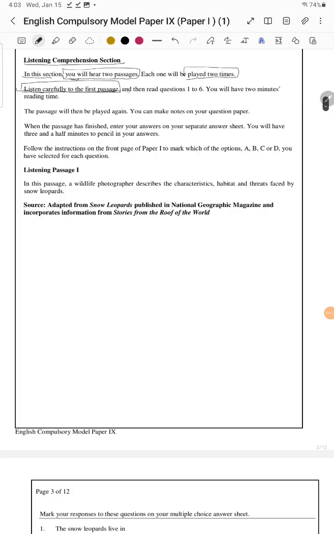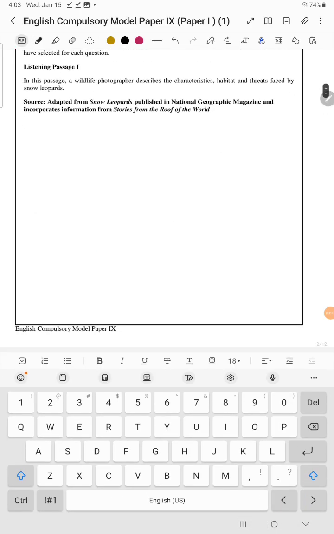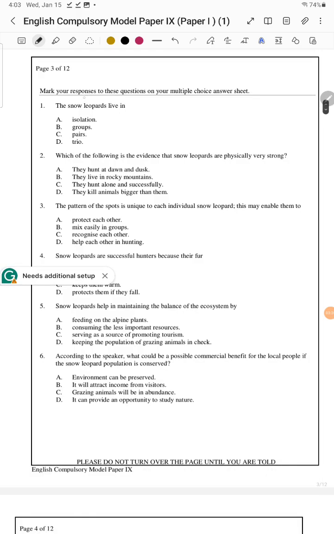After completely hearing that passage, you have to open the question paper and read the questions from 1 to 6. You will have 2 minutes reading time to read the questions or to make some notes. For example, if this is a question I have, snow leopards live in, my keywords are leopards and live. They both are my keywords.